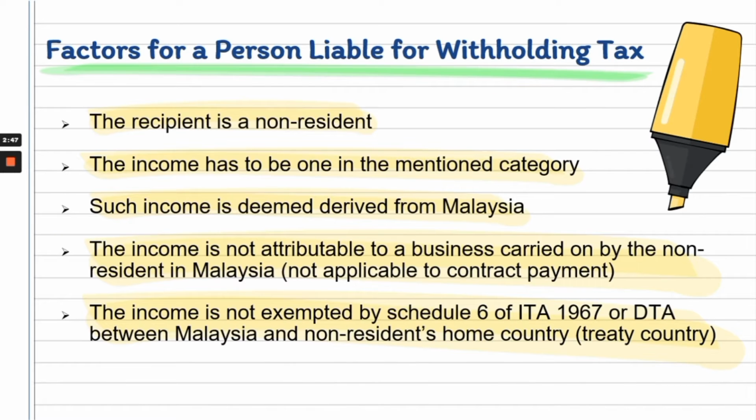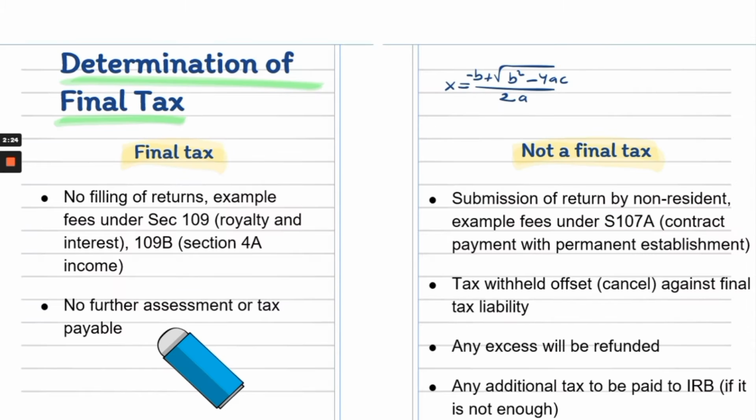So what are the factors for a person to be liable for withholding tax? It must be a non-resident, the income must be in one of the mentioned categories, income must be derived from Malaysia, income is not attributable to a business carried on by the non-resident, the income is not exempted by Schedule 6, and also the DTA between Malaysia and the non-resident's home country.